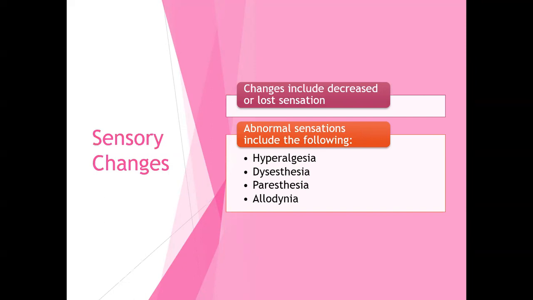Remember, we talked about those in chapter 12. So hyperalgesia is an extra sensitivity. Dysesthesia is painful abnormal sensation. Paresthesia is painless abnormal sensation. So that's usually that zinging or electrical sensation. And allodynia is a painful reaction to a stimulus that wouldn't ordinarily be painful. So just as a reminder from chapter 12.